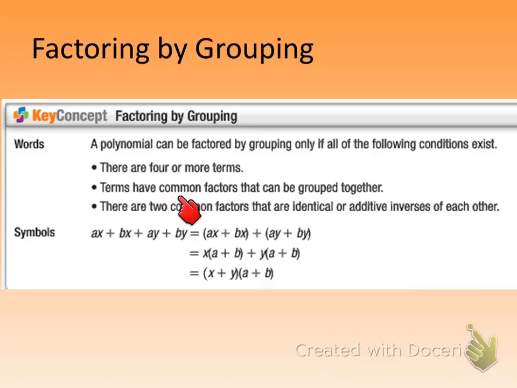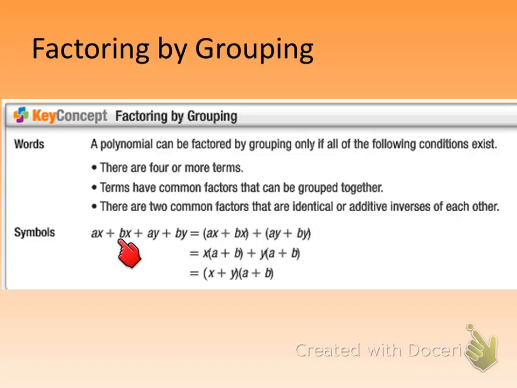Bullet number 2, terms have common factors that can be grouped together. I'll show you what that means in a second. And number 3, there are 2 common factors that are identical or additive inverses of each other. So look down here at the symbols. You have AX plus BX plus AY plus BY.